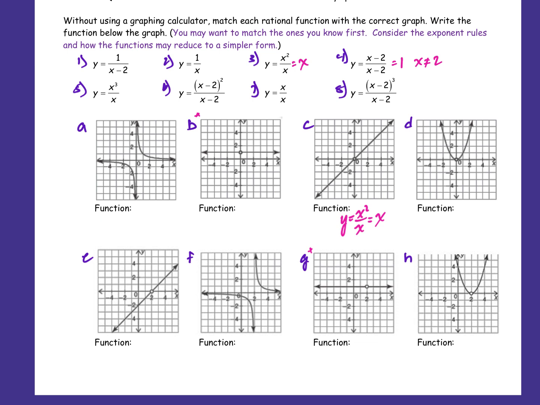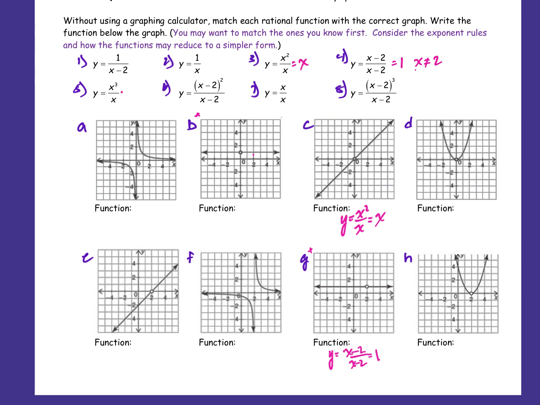The difference here is this little note that says x cannot equal 2. Here, x can equal 2. Here, x cannot equal 2. So it's going to be G. So this one is y equals (x minus 2) over (x minus 2), which equals 1. Okay.